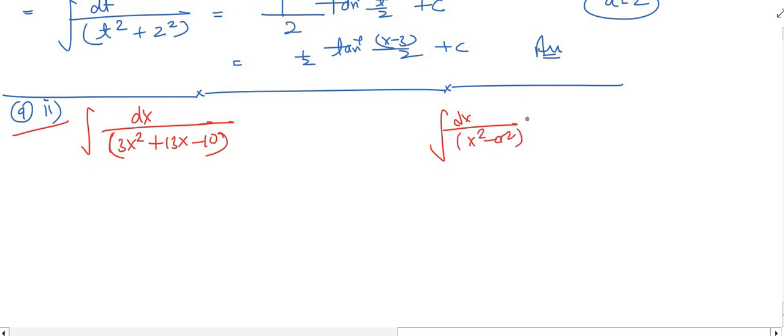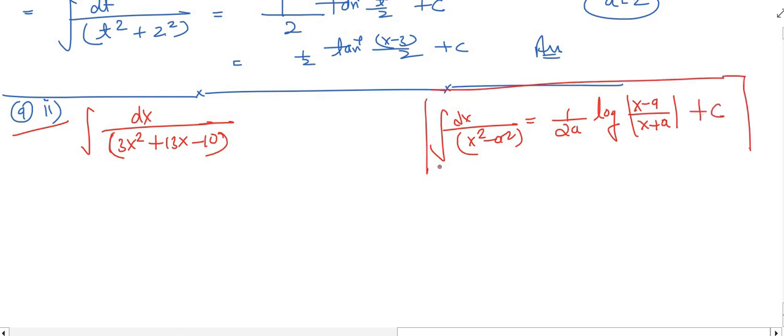X square minus a square: if I use this formula, 1 by 2a log of (x minus a) by (x plus a) plus c. If you refer to any formula, you see in the question, x should have no coefficient. It should be free from any coefficient or negative sign, but here we have 3. So before applying any formula, we don't want 3. We need to remove it.